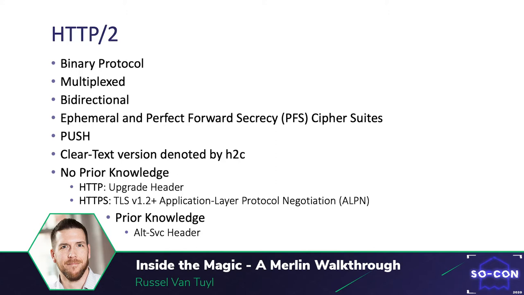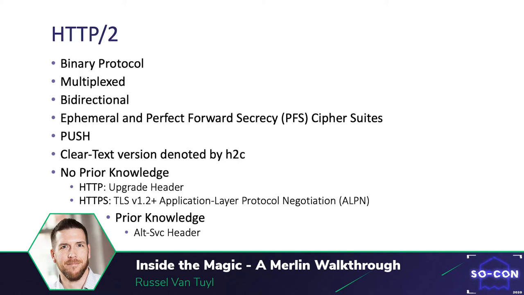There are two ways that a client can establish an upgrade to an HTTP 2 connection. With no prior knowledge, the client does not know if the server supports version 2 of the protocol or not. For clear text HTTP URIs, the client sends an upgrade header, and if the server supports that version, it will respond with a 101 status code for switching protocols. For HTTPS URIs, a client advertises what protocol version it supports through the TLS 1.2 ALPN extension. I have a couple images showing you these here in a second.